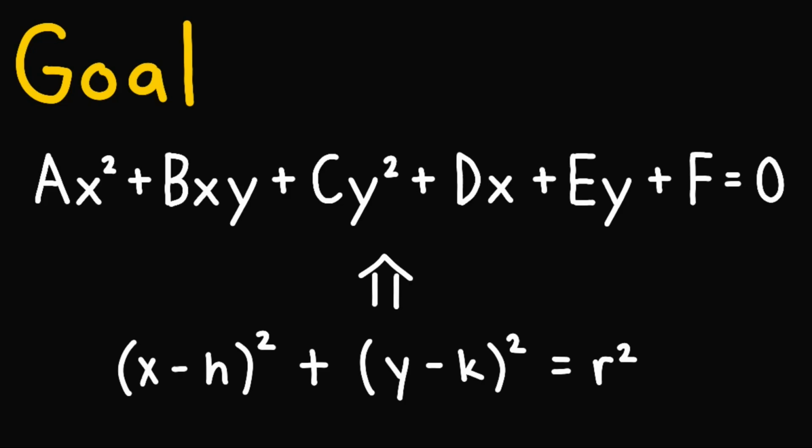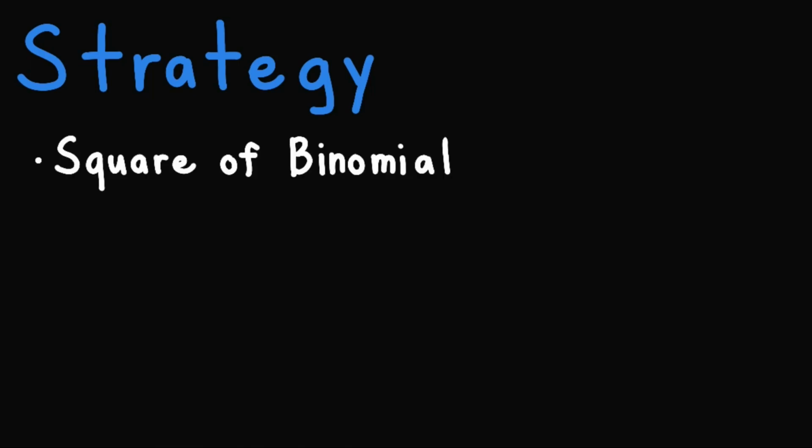To do this, our strategy would be to use the square of a binomial. So if you don't know what the square of a binomial is, I can probably link a video about this one out here. So let me check that one out. If you don't want to, here's a brief description on what it is.